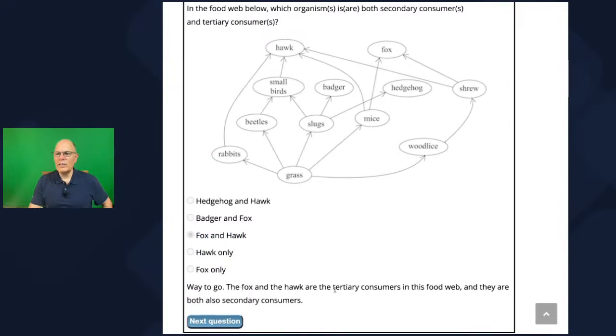Okay, way to go. The fox and the hawk are the tertiary consumers in this food web, and they're also secondary consumers. So let's look. A fox is a secondary consumer, but it is also a tertiary consumer by that route over there. And a hawk is a secondary consumer when it eats a rabbit, but it's also a primary, secondary, tertiary consumer through this pathway over here or through this pathway over here. Okay, so that's how that one goes.